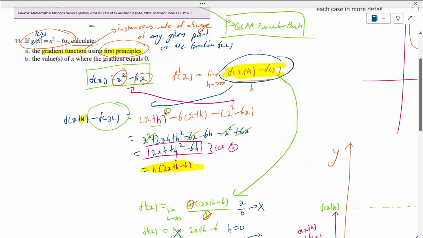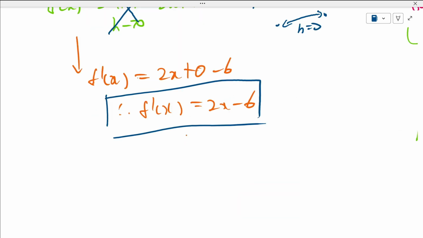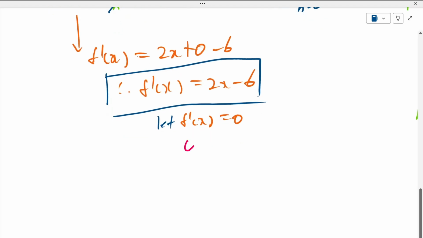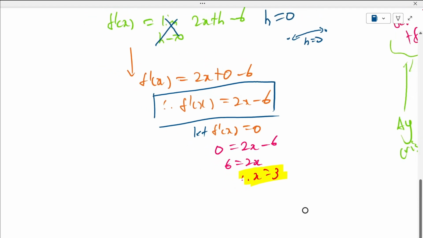So now we need to find the value or values of x where the gradient equals 0. So the gradient equals 0, and we need to find the values of x. What we're trying to find here really is when f dash of x actually equals 0. So we can let f dash of x equals 0. We can sub that into our formula. 0 equals 2x minus 6. 6 equals 2x. Therefore, x equals 3. Okay? Pretty self-explanatory after that. So we know that the value of x will be 3.